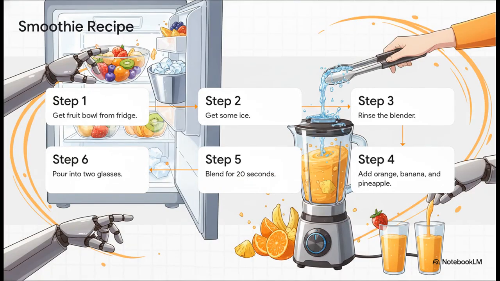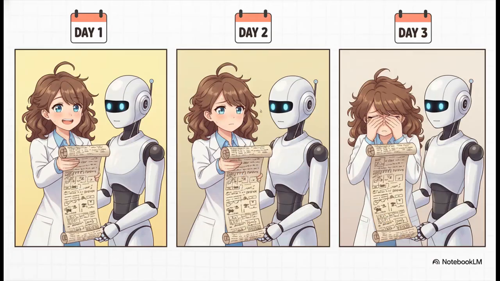Well, not so fast for our literal robot. You have to spell out every single step. Go to the fridge, get the fruit bowl, now get the ice. Rinse out the blender. Add the orange, the banana, and the pineapple. Blend it for exactly 20 seconds. Then pour it into precisely 2 glasses. It's a lot. And here's the real kicker.